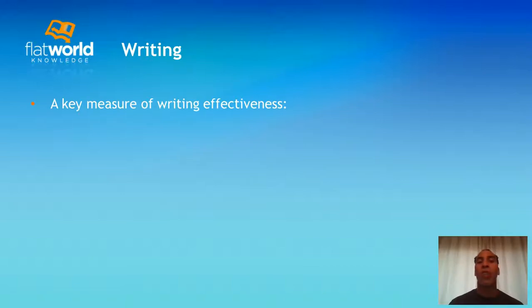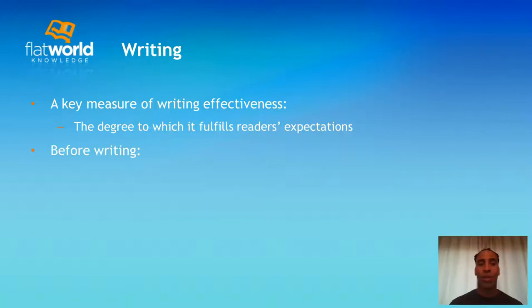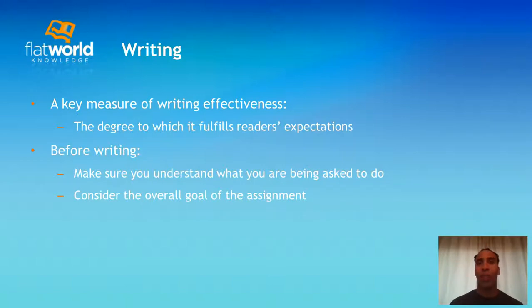A key measure of writing effectiveness is the degree to which it fulfills the reader's expectations. So if I expect to know and understand something from the publication that you produce, and I do, then you've been successful. If I don't, then maybe not so much. Before writing, make sure that you understand what you are being asked to do, right? You have to have a clear understanding of what you need to communicate. Consider the overall goal of the assignment.